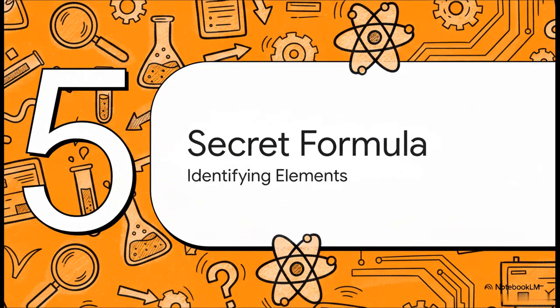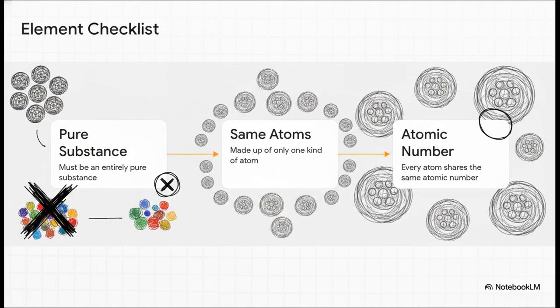Part 5, the secret identification formula. Let's synthesize all the clues we've gathered so far into one unified code. All right, here is your ultimate 3-step checklist that proves exactly what an element is. Step 1, it absolutely must be a pure substance. Step 2, it's got to be made up of the exact same kind of atoms. And step 3, the definitive test: every single one of those atoms must share the exact same atomic number, which means they have the exact same number of protons in their nucleus.